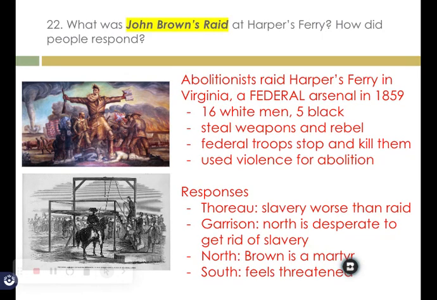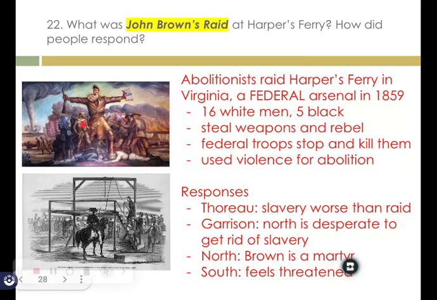Now, when he's sentenced to death, you can see what's going to happen, at least in this image. He's going to be executed, but Northerners start to view him as a martyr. They view him as someone who is dying for a worthy cause. If you look at this image, it shows John Brown standing almost reminiscent of a Christ-like figure, and he's convincing Northerners that maybe John Brown is onto something.